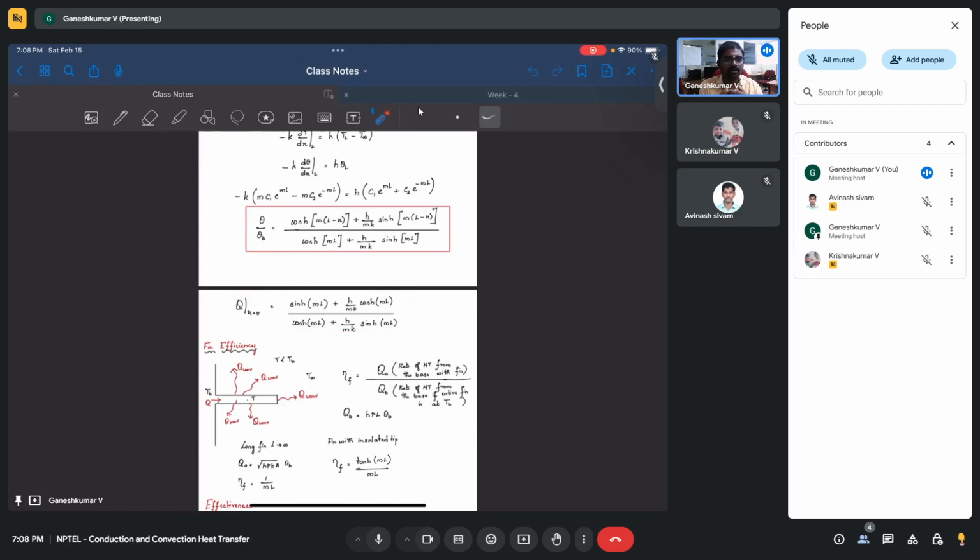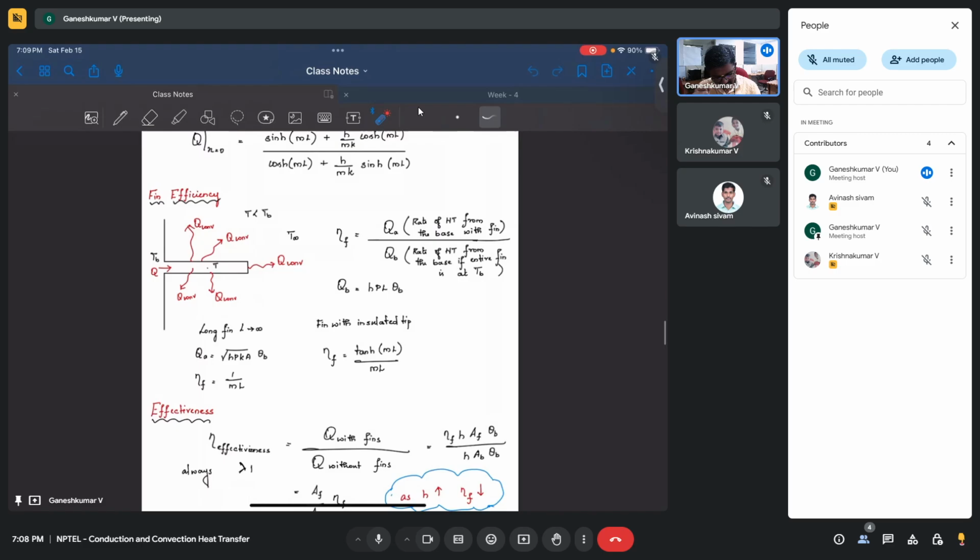But there are a lot of readily available graphs and plots, and also calculations or tabulations, which you can usually use to perform this kind of analysis. You don't really need to remember these equations. Okay, and next is fin efficiency.